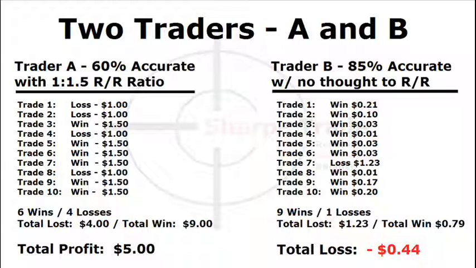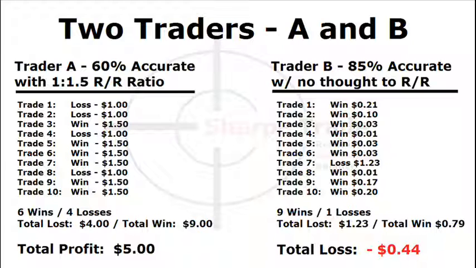Now, we said 85% accurate with no thought to risk-reward ratio. We used 85% to illustrate that you can't tell anything from just 10 trades. You would need to see like 100 trades, 50 trades. You need to see a much bigger data set. So that's why we picked 85%. But obviously, if we pick 10 trades, we can't say what's the half trade, right? So we just said 9 wins, 1 loss. But you see the pattern. You see the principle in action.